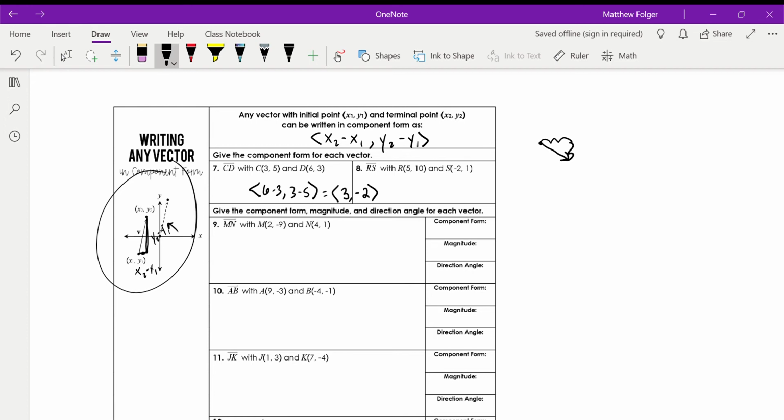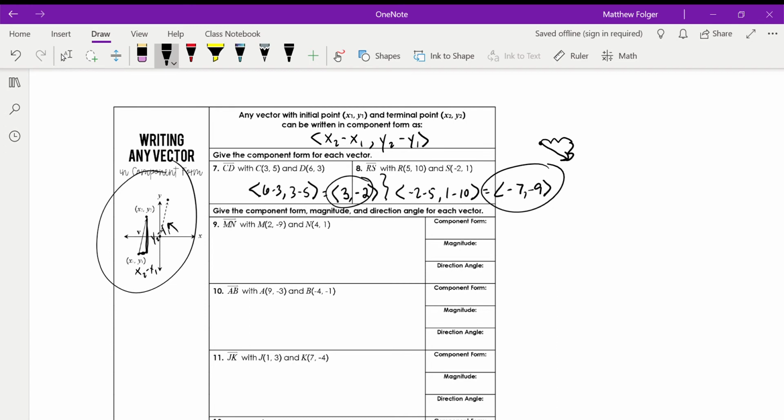Okay? You can do the same thing with number 8. So the component form of RS is going to be negative 2 minus 5, comma 1 minus 10, which is going to be negative 7, comma negative 9. Meaning this vector goes left 7, down 9.